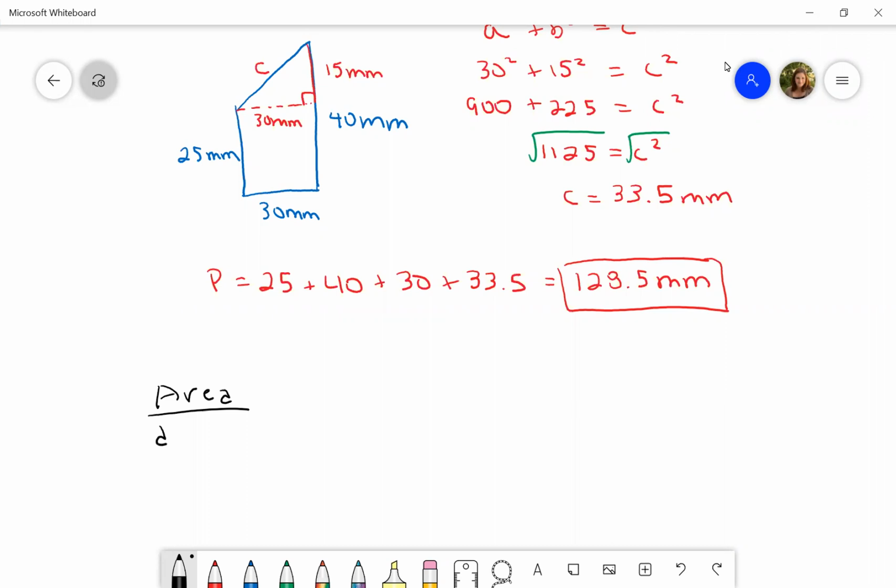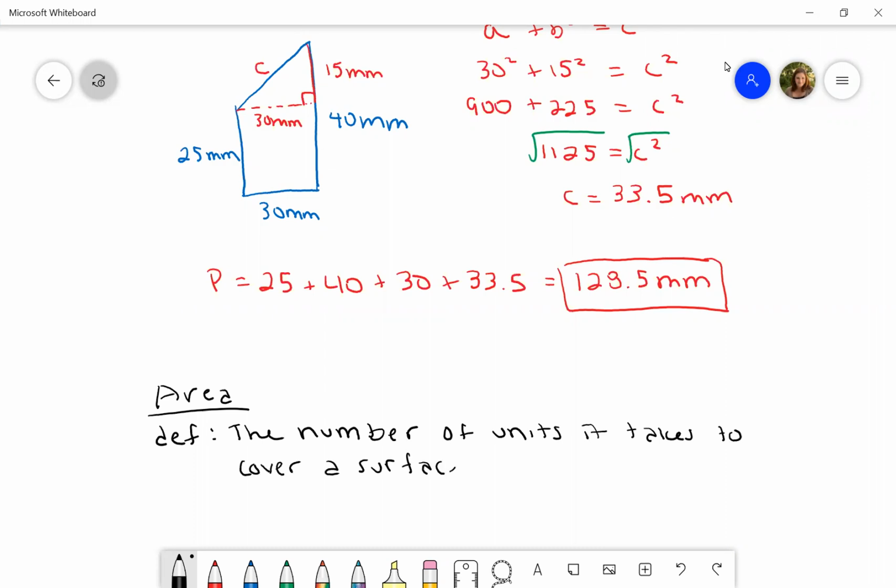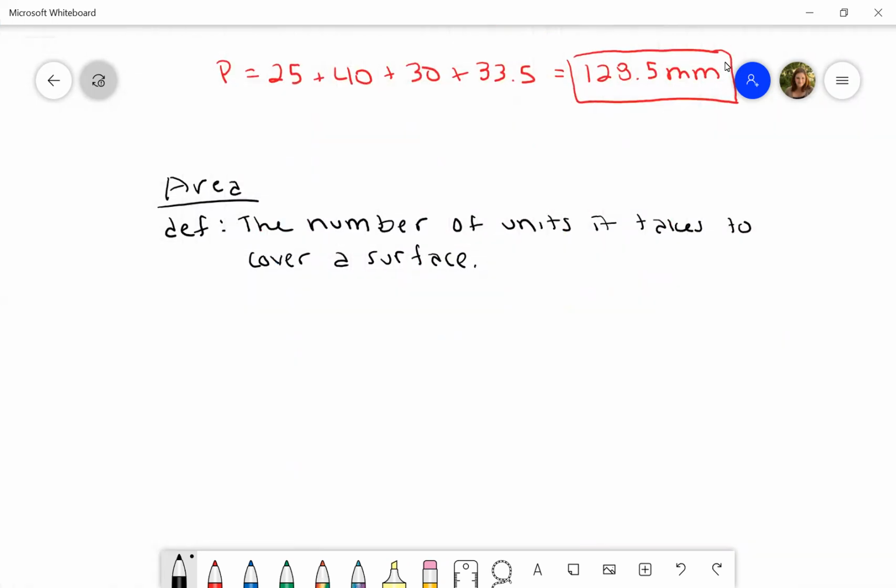They say the number of units it takes to cover a surface. I actually really like this definition because it really depends on what unit you're using. For us, we typically talk about it in terms of squares, how many squares we use to cover an area. So we use what's called a square unit of measurement.